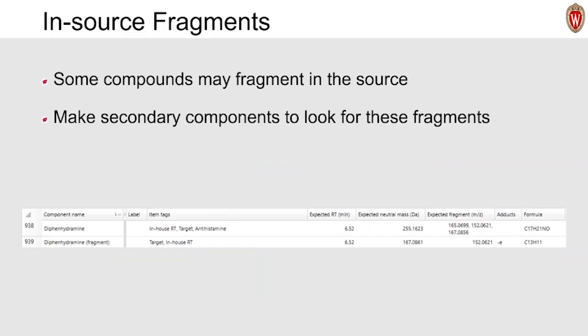Here's how that in-source fragment looks in the method. The RTs are the same, but I've added the formula for the breakdown and specified the adduct of a loss of an electron. This diphenhydramine example is a pretty minor example of saturation. Sometimes we'll see it where it'll drop all the way down to 0 in the middle. That's the kind of thing that we're looking for to replace with this in-source fragment.